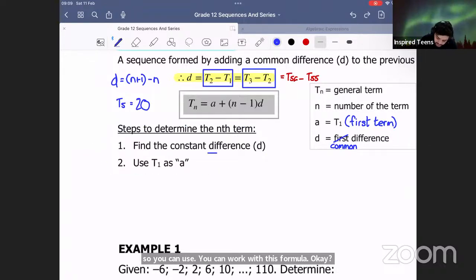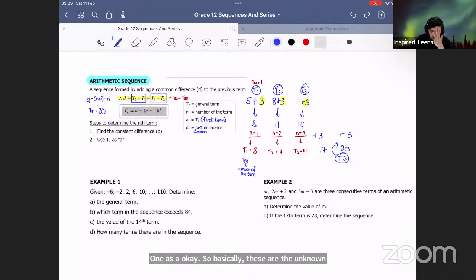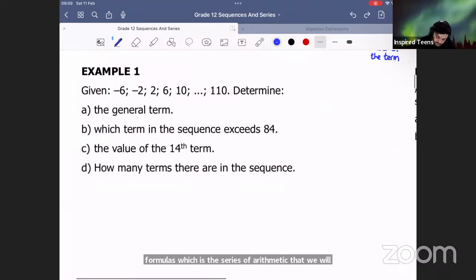So steps to determine the nth term. First, you find the constant difference, then you use T1 as A. Basically these are the unknown variables in that, which we're going to work through now. So that's our basics, our explanation. We've been through the formula. Again, the sum formulas, which is the series of arithmetic that we will go through later. Let's look at the first example.